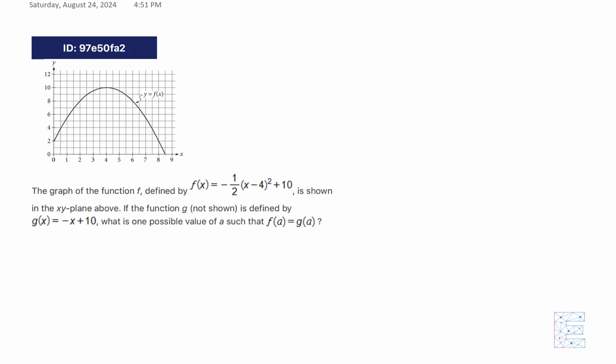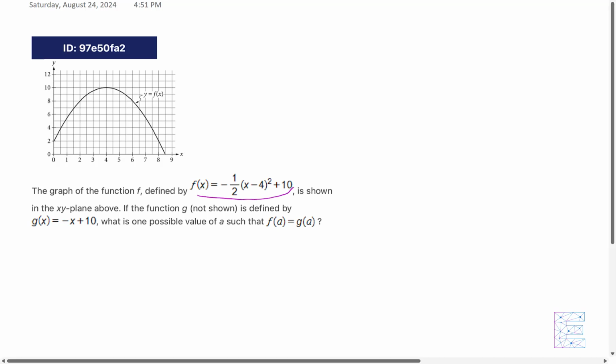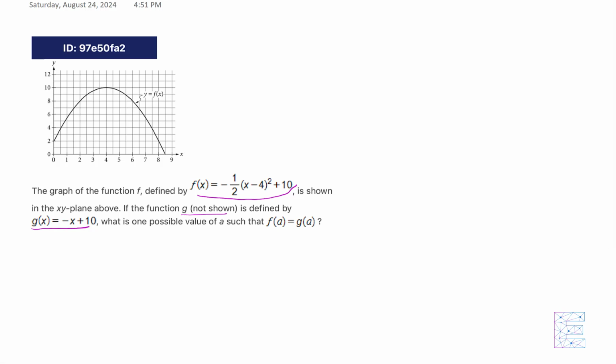The graph of function f, defined by this equation, is shown in the xy plane above. If the function g, not shown, is defined by this function, what is one possible value a such that f of a equals g of a?